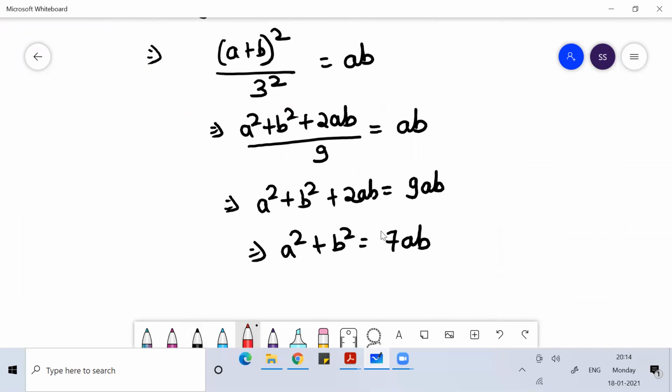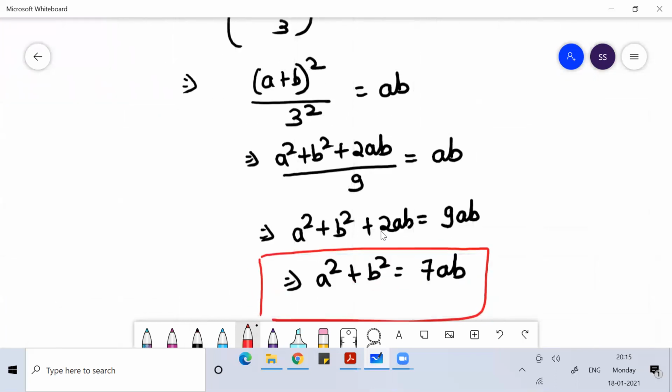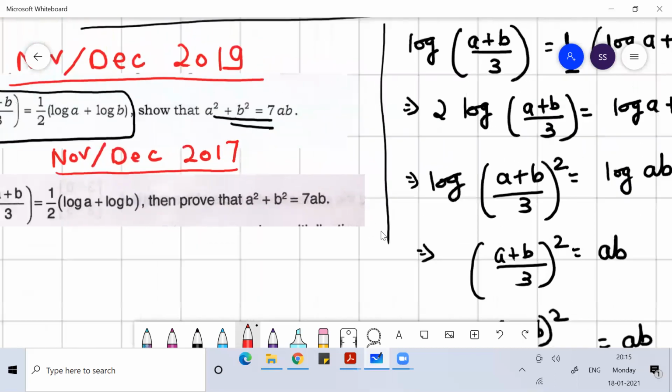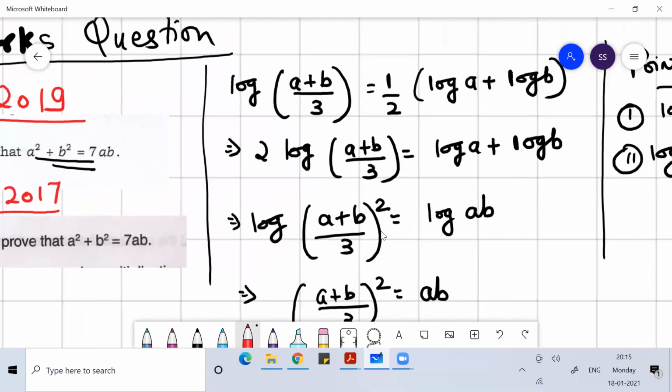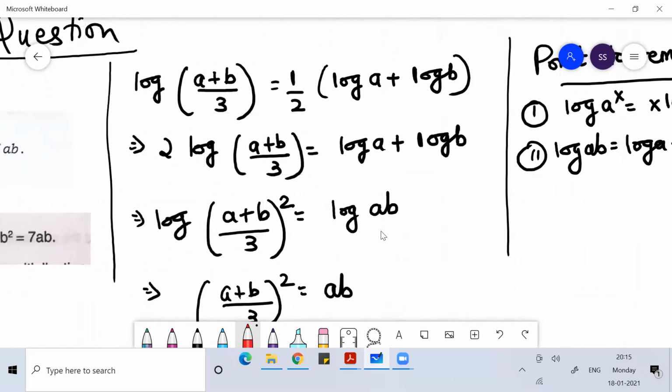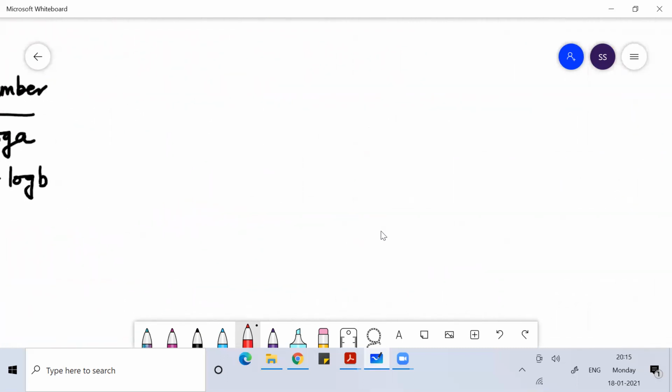I think this is what we had to prove in this question. Based on that data, we have to prove that a square plus b square is equal to 7ab. This is what we had to prove, and we have proved it here. So guys, I believe you have understood this, and it was very easy to do. If you have gone through all my previous videos, then I believe doing this won't be a difficult task for you.